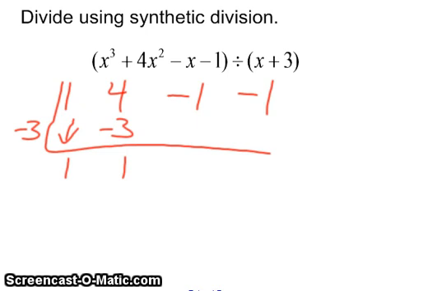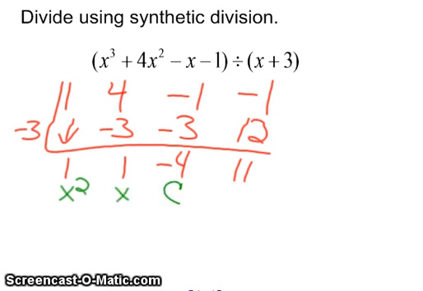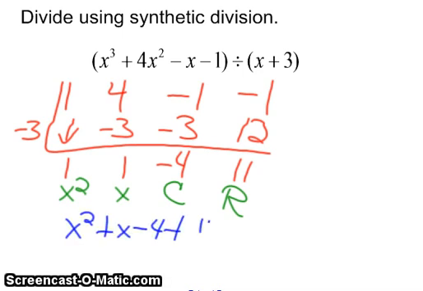So I brought down the 1. 1 times negative 3 is negative 3, and 4 plus negative 3 is 1, and 1 times negative 3 is negative 3. Negative 1 plus negative 3 is negative 4. Negative 4 times negative 3 is positive 12. Negative 1 plus 12 is positive 11. Subtract 1 from the power of 3, so this is the power of 2. Then x to the 1, then the constant term, then the remainder. So it is x squared plus x minus 4 plus 11 over x plus 3.